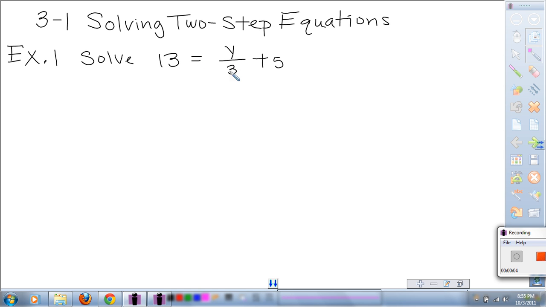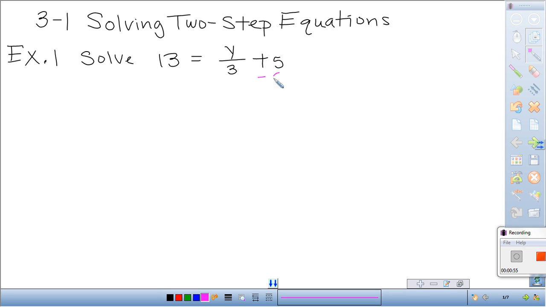So in this first problem, we can see the two things that are happening to y: one, it's being divided by 3, and two, we're adding 5 to it. So those are the two things we want to undo. We want to undo dividing by 3 and undo adding 5. And we always start with adding or subtracting. So the opposite of adding 5 is to subtract 5.